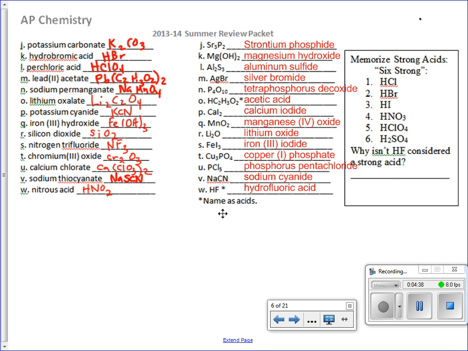I put stars beside things that I wanted you to name as acids. Remember that acids will generally start with a hydrogen. There are 2 types of acids. You have binary acids and you have oxyacids. Write some of this out for you.